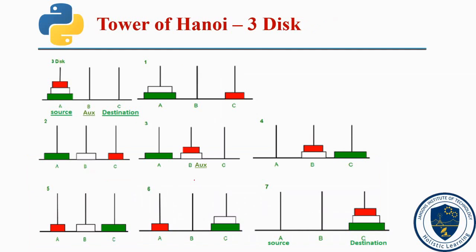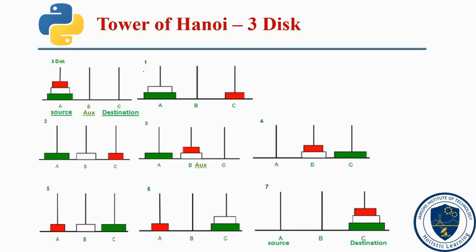Now let's solve the same puzzle using 3 discs. Here in the figure you can notice we have 3 towers A, B and C and 3 discs placed in tower A, which is the source. And our goal is to move all 3 discs from tower A to tower C. So I am keeping tower C as the destination and I am going to use tower B as the aux. I am going to refer to the discs as large, medium and small.